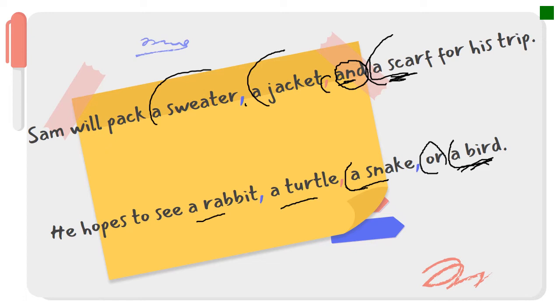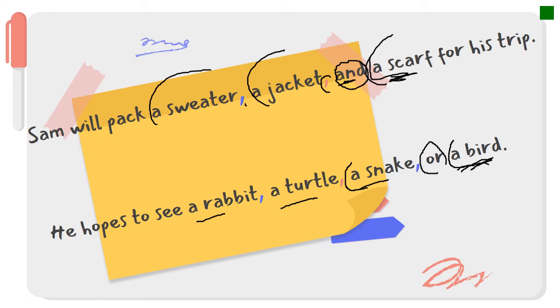I will repeat. The words in the series are a sweater, a jacket, and a scarf. Sam will pack a sweater, a jacket, and we saw the word and, so we don't put a comma after the word and. A scarf for his trip. This is another example. He hopes to see a rabbit, a turtle, a snake, or a bird.